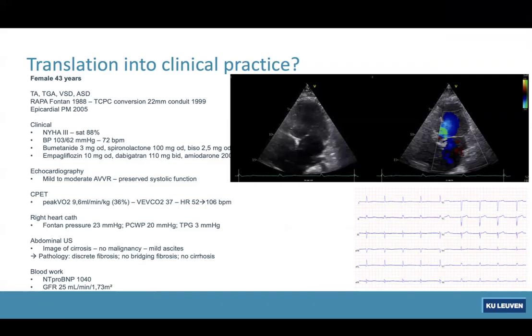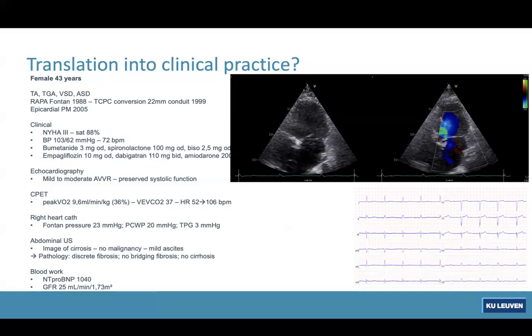So this is one of my favorite patients. She's an extremely nice 43-year-old lady with simple tricuspid atresia, transposed great arteries, VSD, ASD. She had an RA-PA Fontan way back and then converted to a TCPC Fontan in 1999, and also had an epicardial pacemaker in 2005. So your typical Fontan that you see in clinic, and she's struggling. She's New York Heart Association class 3 with saturations around 88%, normal blood pressure, and an irregular pulse of 72 beats per minute.